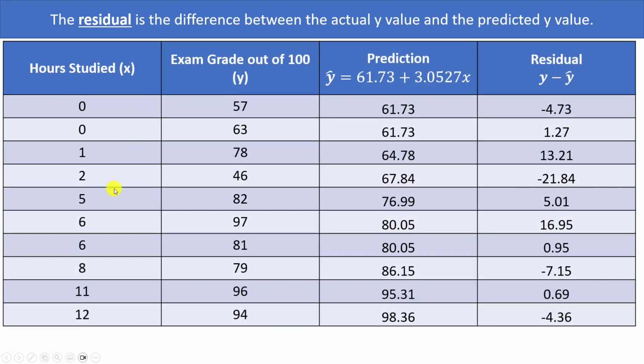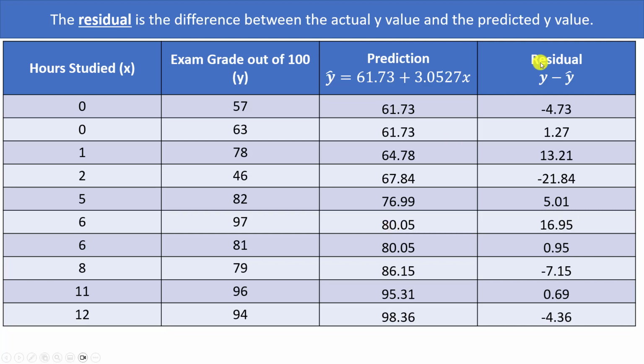So here I have the initial data set, the first two columns here, the hours studied and exam grade, as well as the prediction based on our equation and the residual. With the prediction column, all I've done is take each hour studied and plug that into the equation. So if I plug 0 into the equation, I would get a prediction of 61.73. Or if I plug, for example, 6 into the equation, I get a prediction of 80.05.